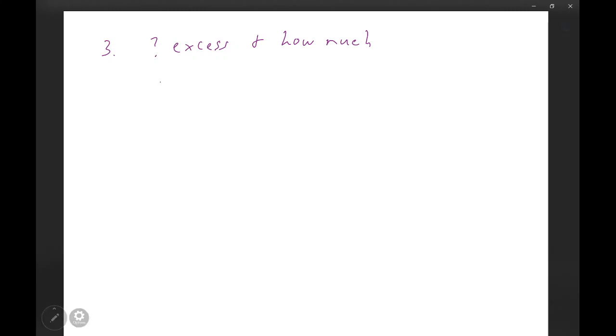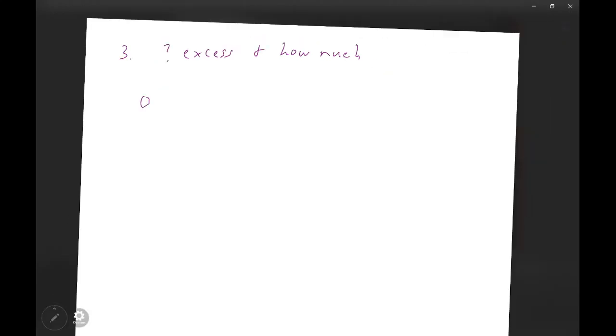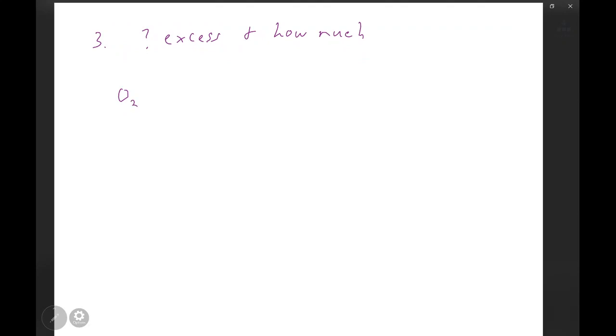Remember we said, first of all, which one was in excess. We know that the oxygen was our excess. So O2 was in excess. That does not look good at all, does it? Let me try that again. I'm still learning to write on this tablet. You can probably tell. So O2 was in excess.